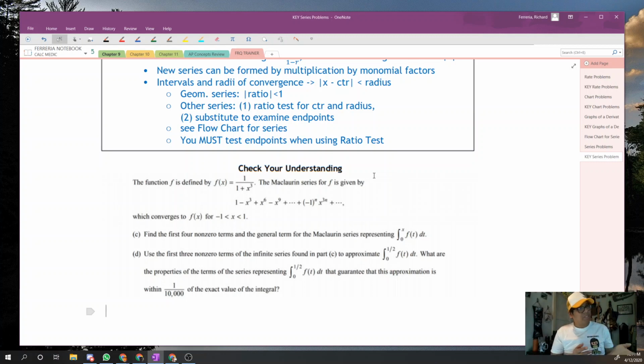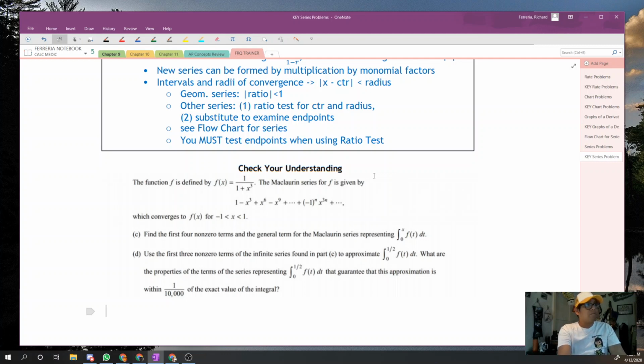So for letter C, find the first 4 non-zero terms of the integral. Letter D, use those first 3 terms to approximate the integral evaluated from 0 to 1/2. And then what are the properties of the terms in the series that guarantees that the approximation is within 1/10,000th of the integral? So we're going to take a look at those.